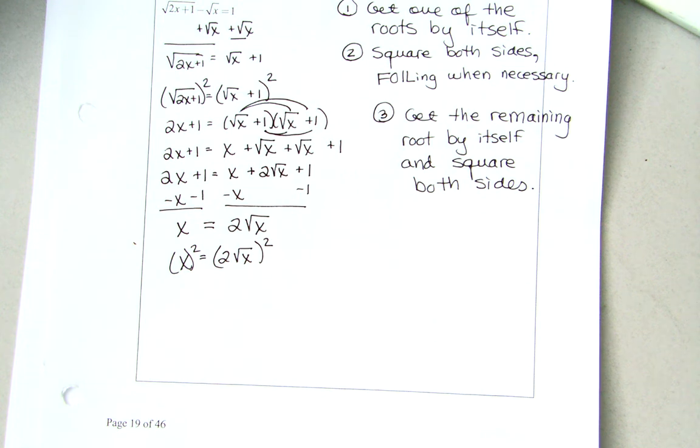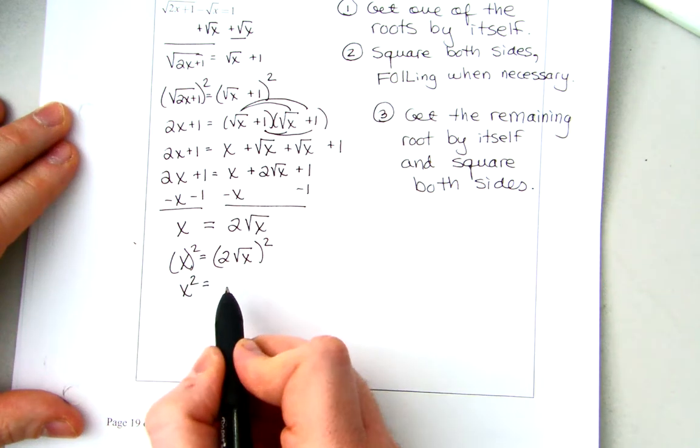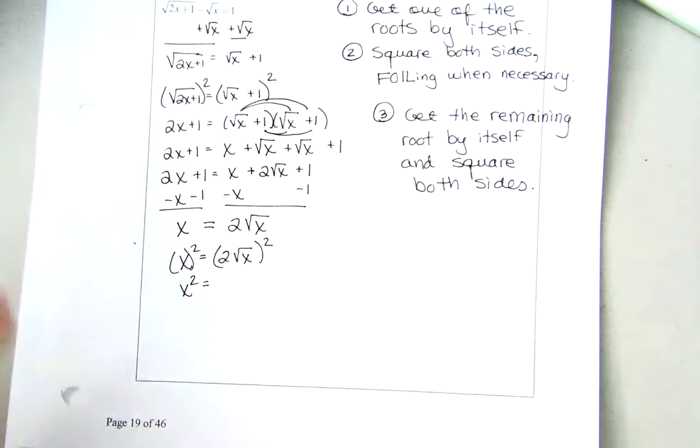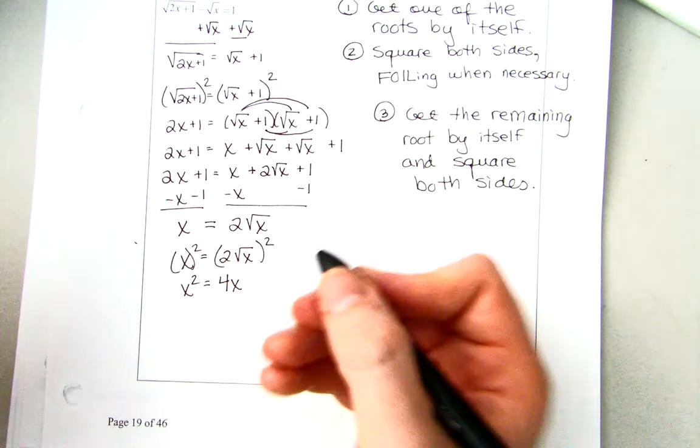On the left side, x squared is x squared. Now on the right side, I want to square this 2 root x thing. All that means is you square the 2, you square the root x, and you multiply those answers. 4 times x. Square the 2, you get 4. Square root x, you get x. Not 4 plus x, but 4 times x.